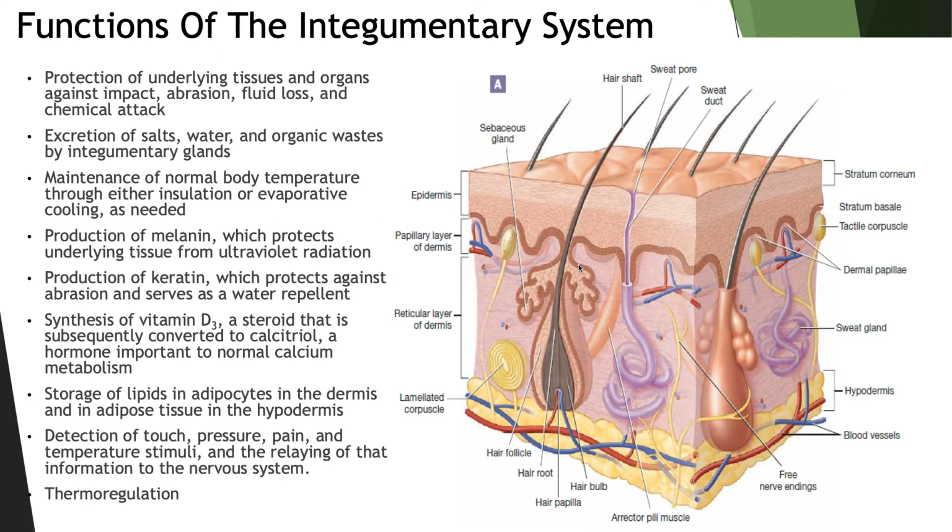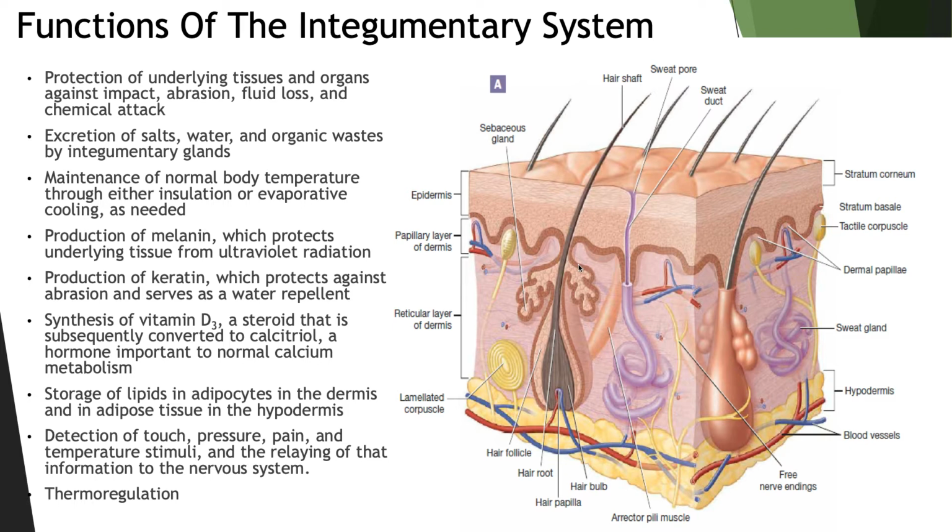Here you can see the functions of the integument system. So we'll highlight these as we go through everything. But essentially what you need to remember from this is protection, excretion, maintenance of body temperature or thermoregulation. You can see that listed in two places, at the top and the bottom there.